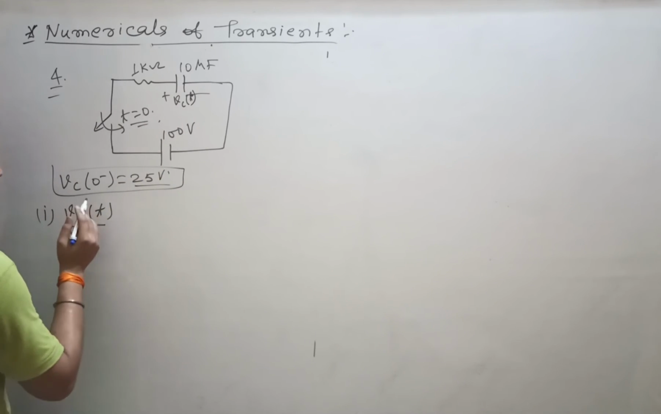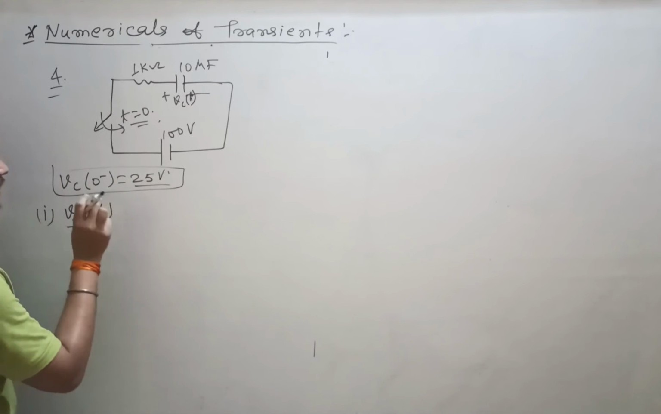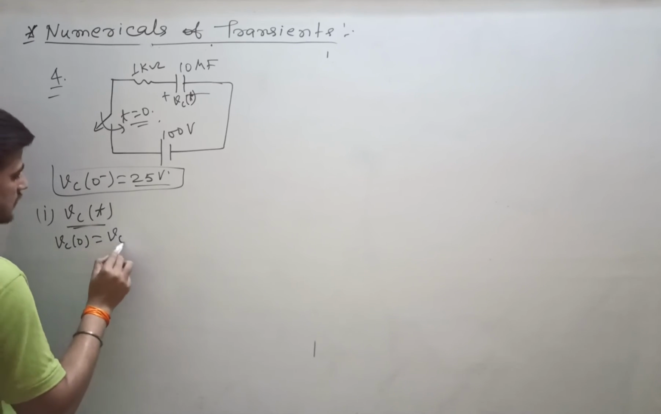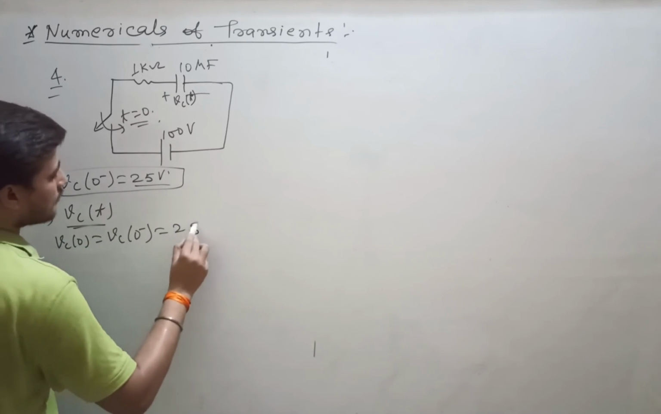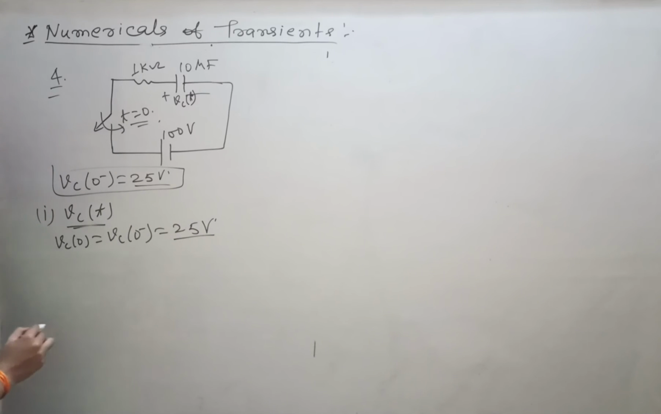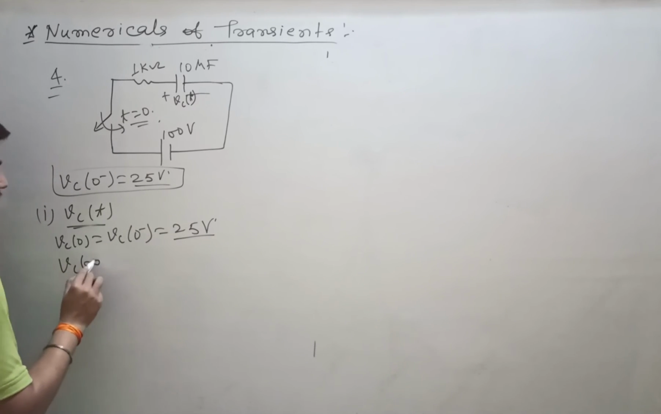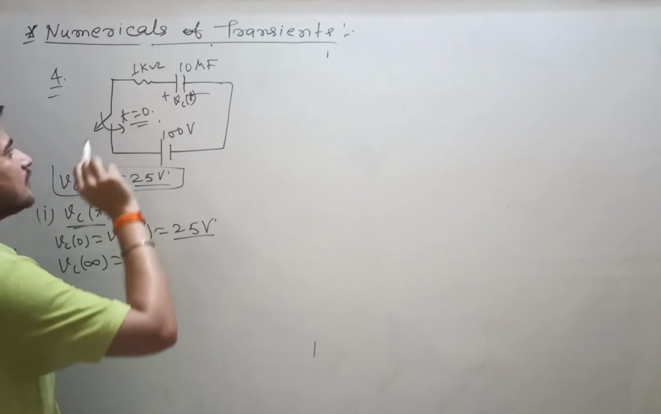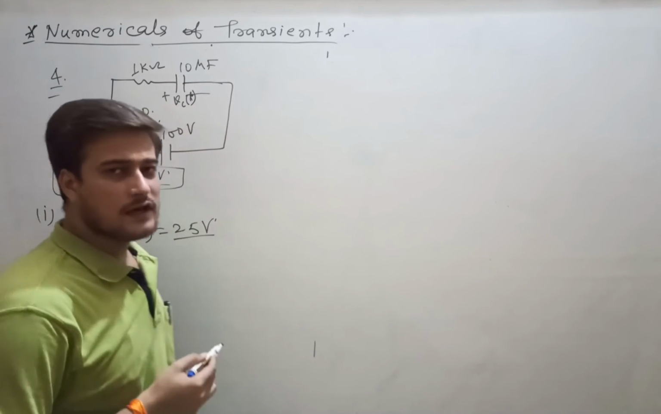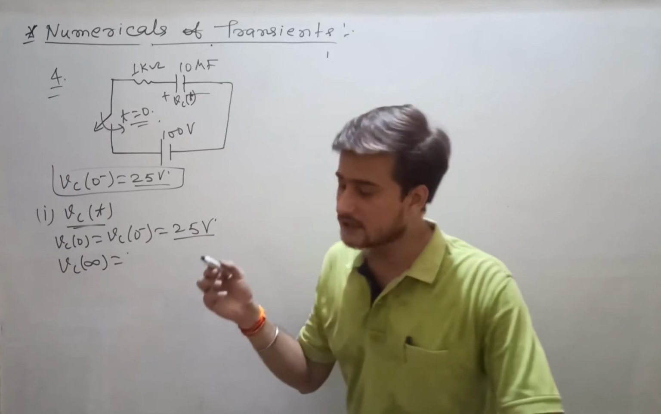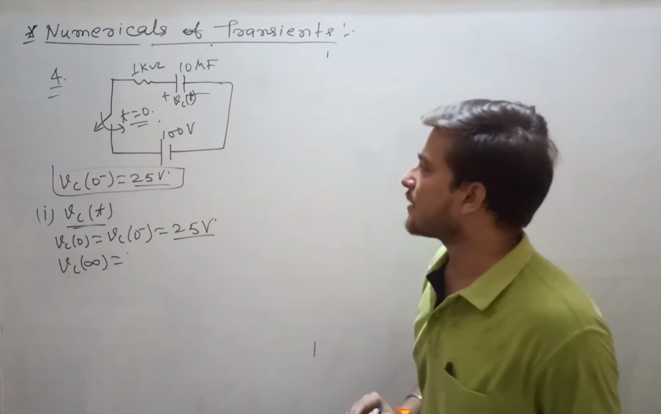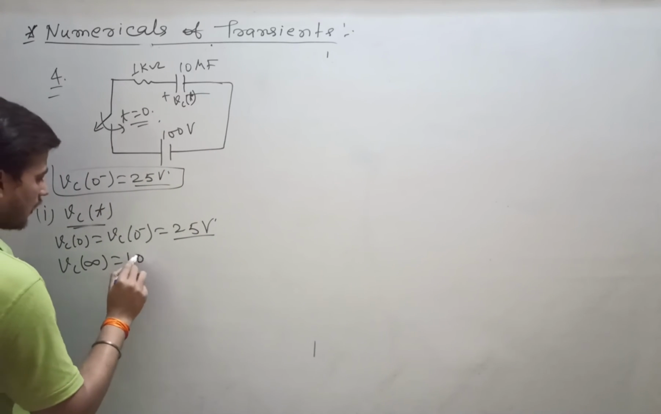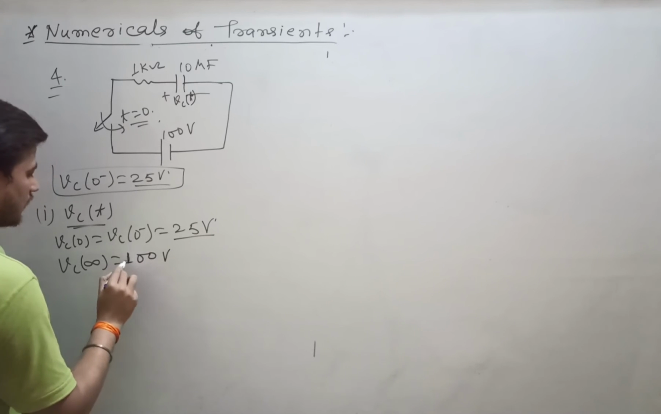So now you see, for writing the voltage across this capacitor, VC(0-) will be equal to 25 volt because a capacitor does not allow sudden change in voltage. If you write VC infinity, so VC infinity means how much? When the time t tends to infinity, the capacitor will be fully charged. When the capacitor is fully charged, then the voltage across the capacitor will be 100 volt. So VC infinity is equal to 100 volt.